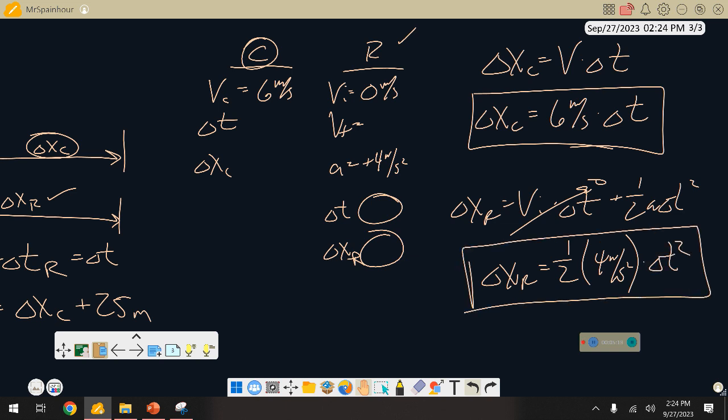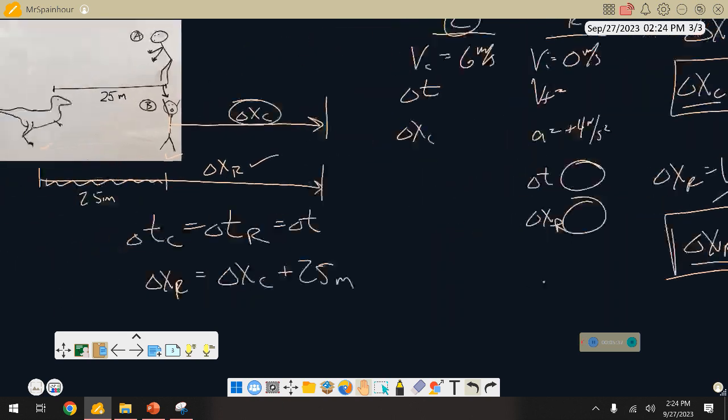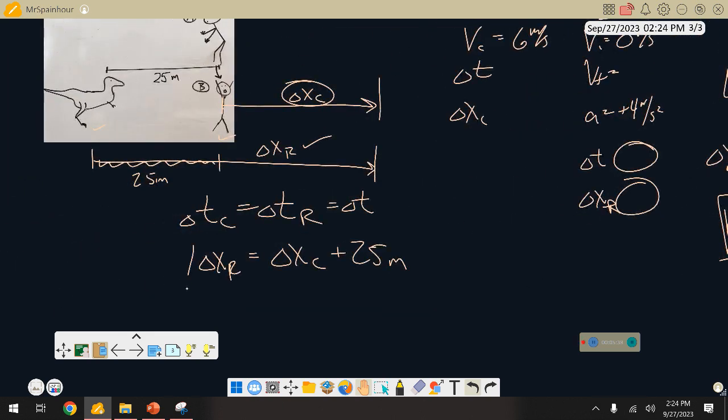I've got two equations with two unknowns, except you don't just have two unknowns, as this displacement is not the same as that one. So we have three unknowns: displacement of Chris, displacement of Raptor, and time. So where are we going to go to possibly get the third equation? Well, we actually already have it right here.